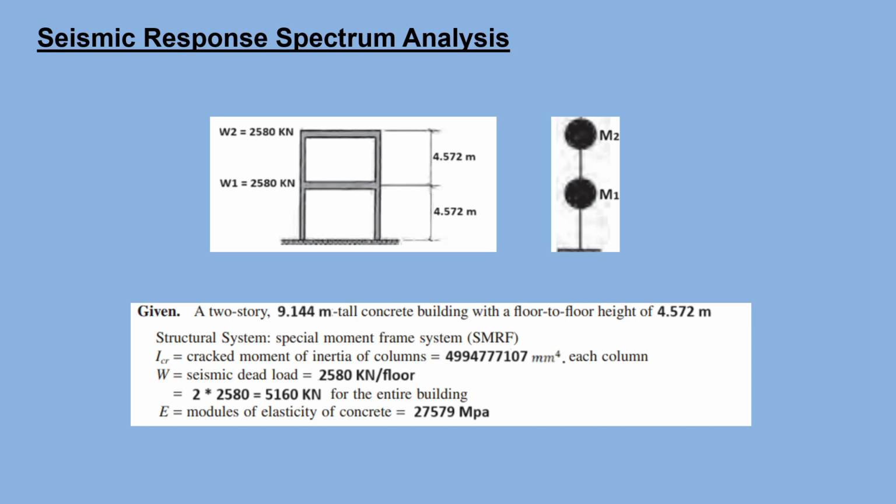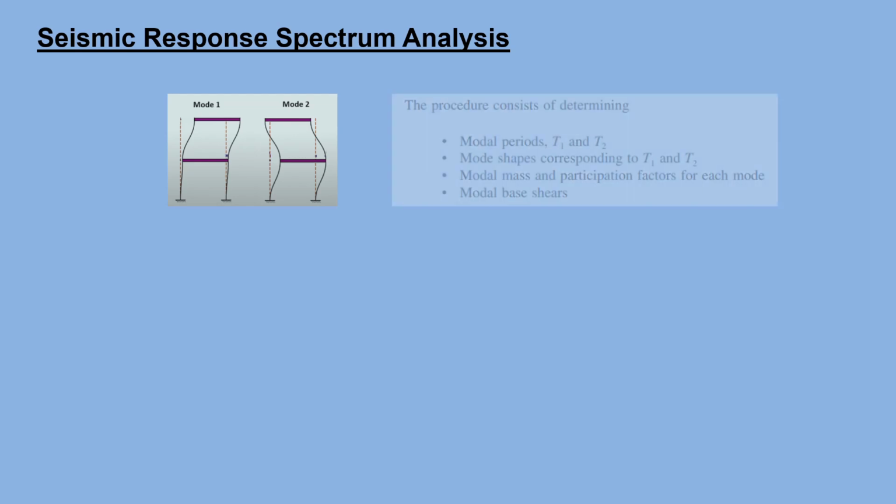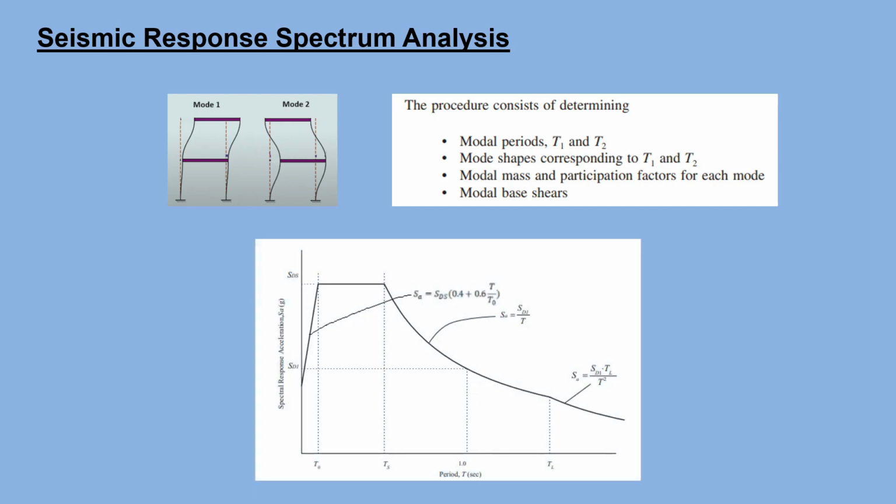In a two-story building, there are typically two primary mode shapes when performing modal analysis. In order to calculate the modal base shears, the time periods for mode 1 and mode 2 should be calculated. The steps of the procedure are as shown. Once we obtain the time periods, the design response spectrum curve will be used to obtain the design spectral response accelerations.